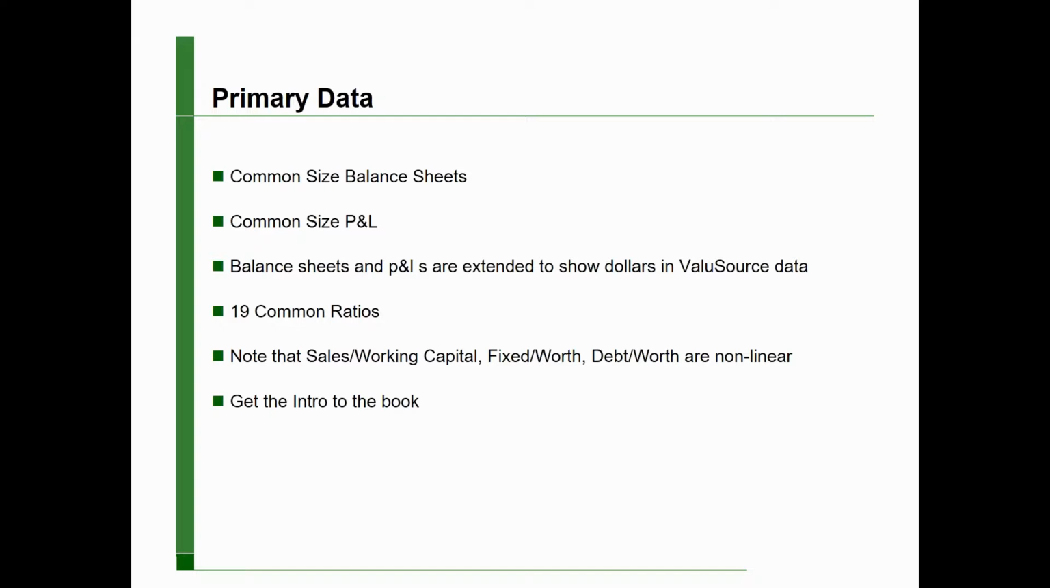If you've been in the business at all for valuation, you have some idea there's a common size balance sheet, a common size profit and loss statements. Value Source will extend those to show dollars. If you get the book by itself, there's an average assets and average revenue down at the bottom of the page, and you can look at those and extend those yourself. But Value Source does it automatically for you. There's 19 common ratios, and inside of those common ratios breaks it out into high, median, and low. We'll talk about what that high, median, and low looks like here in a minute.